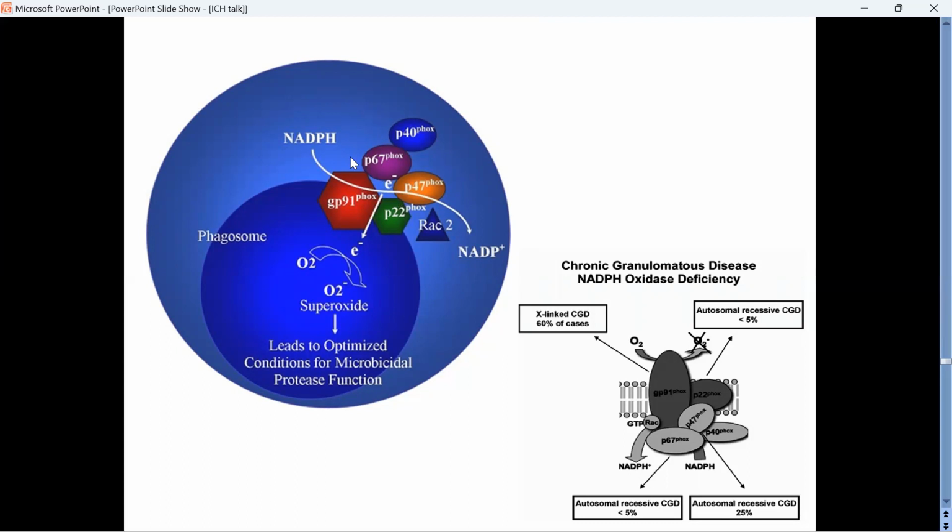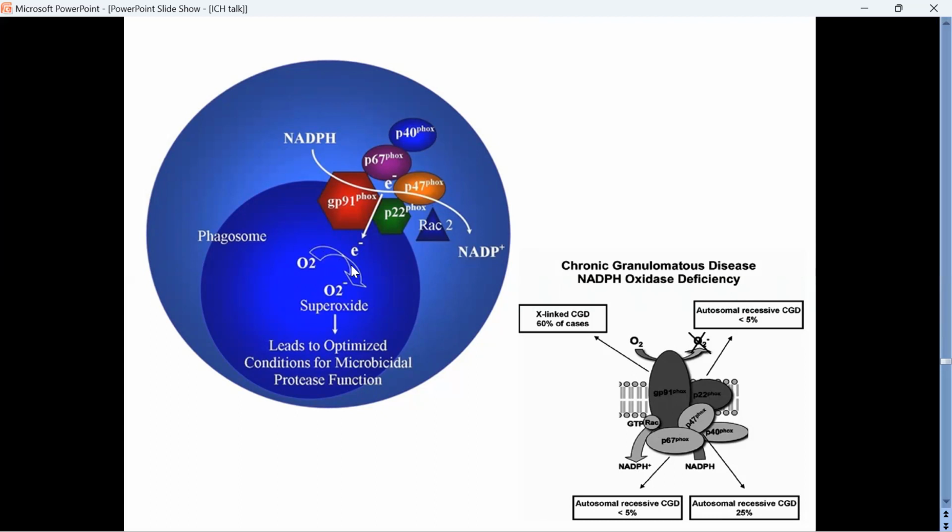In patients with CGD, this NADPH to NADP conversion leading to electron generation is affected because of mutations in one of these proteins. So the electron is not generated, and there is no superoxide formation, and these phagocytes are ineffective in killing the engulfed bacteria or engulfed organisms. So this is very classic. This is the pathogenesis of chronic granulomatous disease.